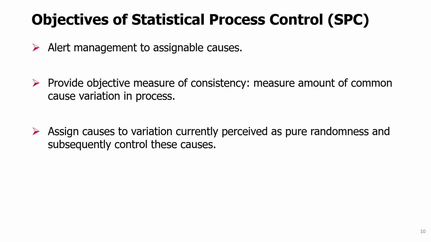We want to detect as soon as possible that a variation in the process, or distribution of some measurement or outcome of a process, has changed, and we want to be alerted because we want to know as soon as possible that something has happened in the process, and we want to detect the reason for that change.